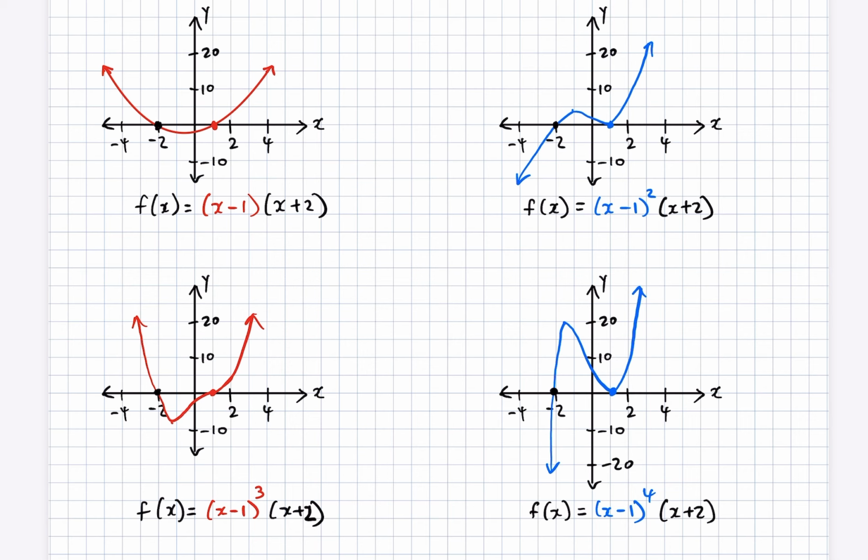When it's an even number, here we have raised to the 2nd, raised to the 4th, and this would be the same if it were raised to the 6th or the 8th, the function actually bounces off the intercept and then continues. Bounces off the intercept and continues through.